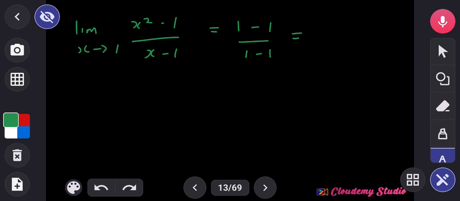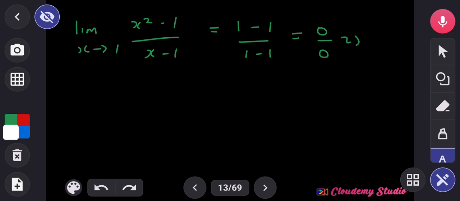Now, let us take another example here. Let us say that we have the limit of x tends to 1 of x squared minus 1 divided by x minus 1. If you input 1, we are going to be having 1 minus 1 divided by 1 minus 1, and that's going to give us 0 divided by 0, and that is going to give us an undefined answer, right? Remember, I told you we are going to look for a way to prevent an undefined answer.